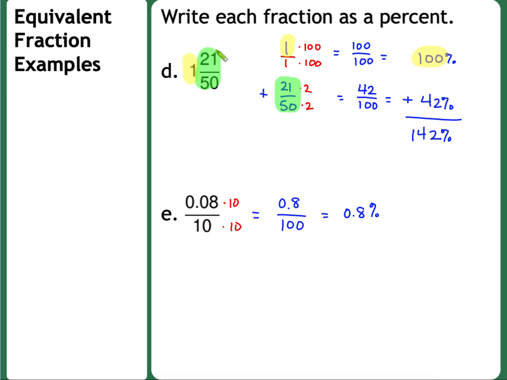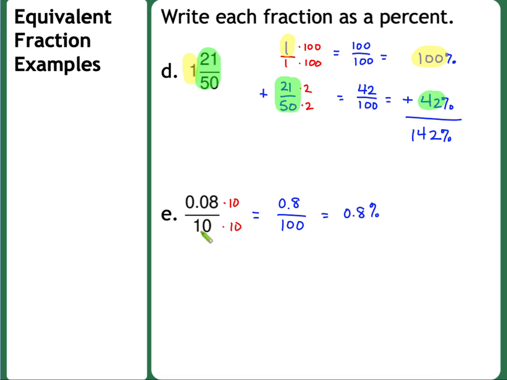So then let's focus on the fraction portion. So 21/50ths, well, 50 times 2 is 100, 21 times 2 is 42, so that's 42%. So now we can just add those two together, and we get a final answer of 142%. So 1 21/50ths is 142%.